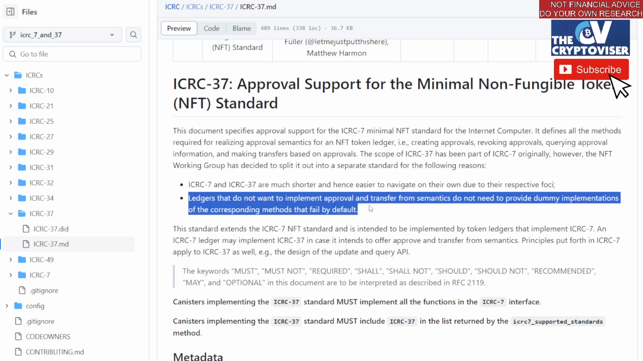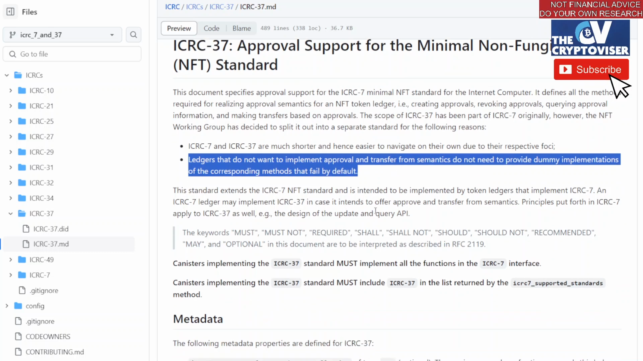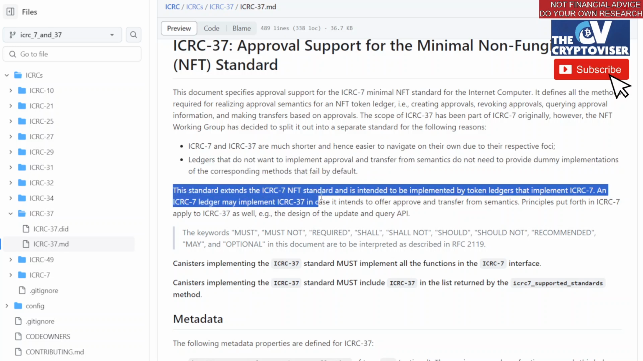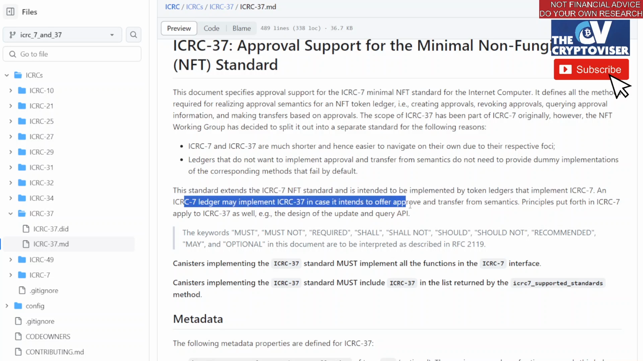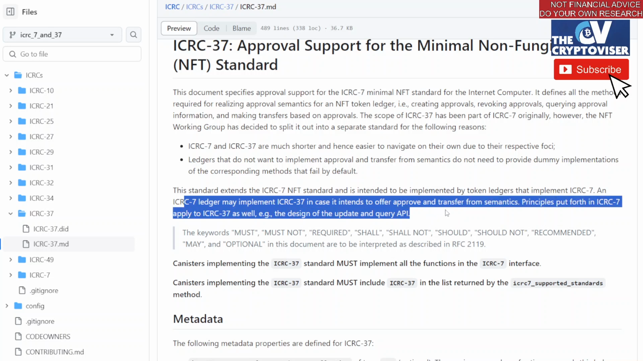Ledgers that do not want to implement approval and transfer-from semantics do not need to provide dummy implementations of the corresponding methods that fail by default. Now, if you don't know what that means, don't worry, I don't either. Anyway, this standard extends the Proposal 7 NFT standard and is intended to be implemented by the token ledgers that implement Proposal number 7. And the Proposal 7 ledger may implement Proposal 37 in case it intends to offer approve and transfer-from semantics. Principles put forth in Proposal 7 apply to 37 as well, for example, the design of the update and the query API.